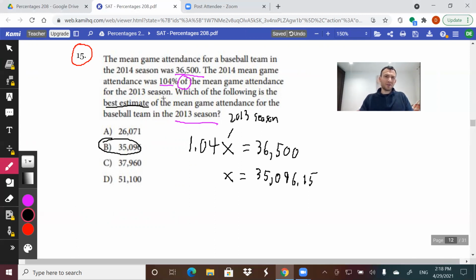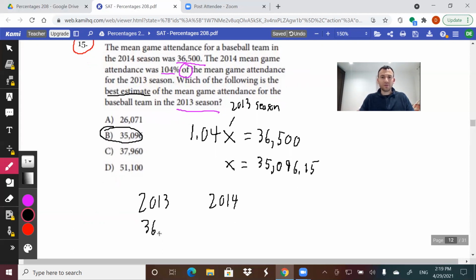It's funny though, because if you look at this one logically, from 2013 to 2014, we go up in attendance because we're multiplying by more than 1. We're going up in attendance. So if our attendance in 2013 is 36,500, well, we're definitely not. Or hold on a second. What am I doing here? Let me pause this again.